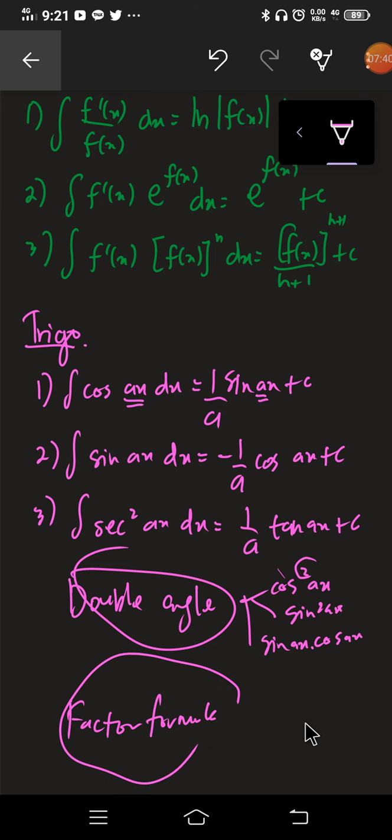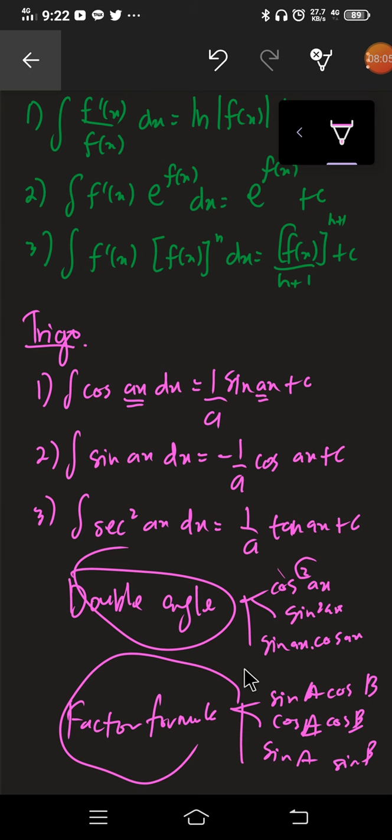For example, if we have the multiplication between sine A with cos B, different angles, how can we integrate? We can apply the factor formula. And for example, we also have cos A cos B, two different angles for cos, and then sine A sine B. So I want you to list out all the formulas or double angle that we can use for this part of trigo. So this is all the basics in chapter 1.